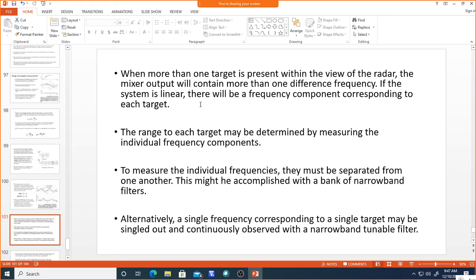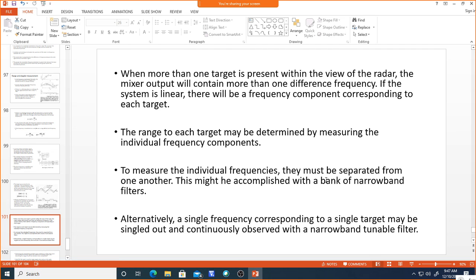If the range between the targets is sufficiently large, then we can extract the individual frequency components. Otherwise it is difficult to detect multiple targets if they are not properly resolved. To measure the individual frequencies, they must be separated from one another. That is the resolution of these targets, which must be sufficient to detect them. This might be accomplished by narrowband filters, a bank of narrowband filters, with each individual frequency component obtained.